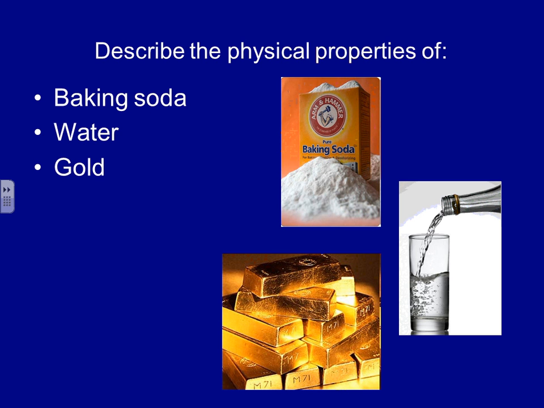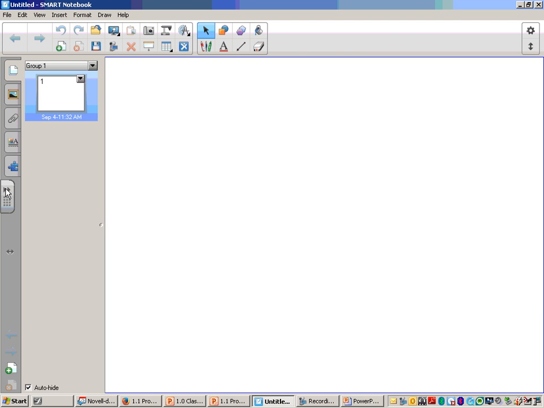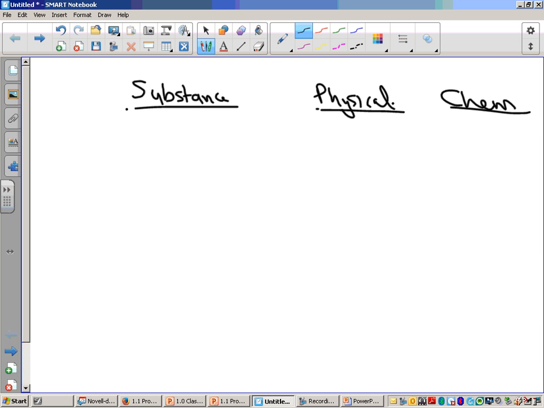I'm going to switch this over, and I hope this works. I'm going to switch this over to here because I'm hoping, is this going to work here? What I want to do is put the substance here, and here I'm going to put the physical properties, and here I'm going to put the chemical properties, all right? You can write that down.